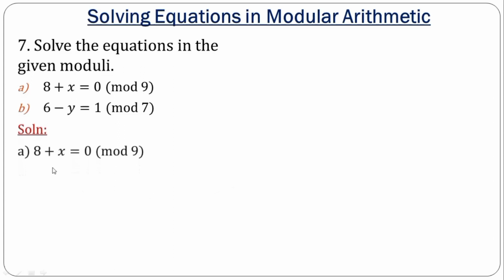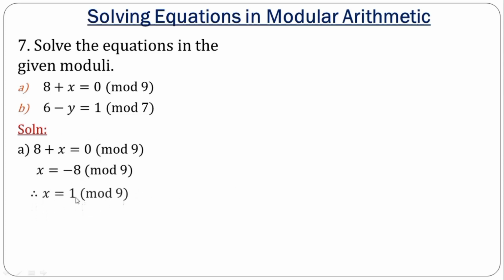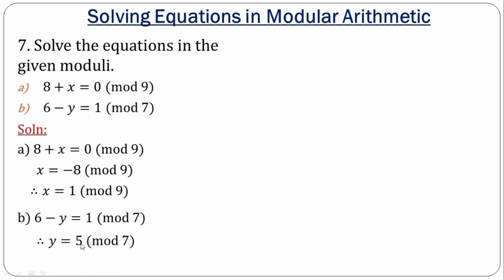Okay, so what do I do here? I will just solve for x by taking 8 to this side, and I'll get minus 8. So all I need to do now is to express minus 8 in mod 9. And when I do that by adding 9 to this, I will get positive 1. And that's my solution. The second example, I'll make y the subject, and that's going to give me 5. And if you express 5 in mod 7, it's already the lowest. It's already lower than 7, so there is no point dividing.